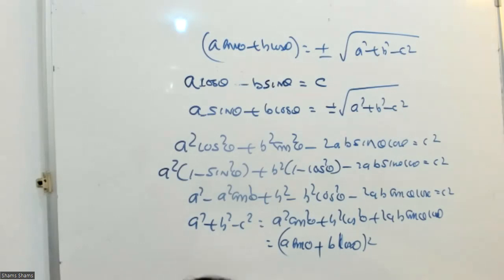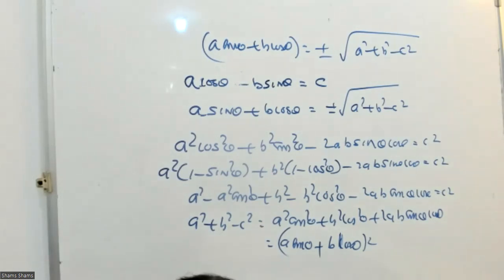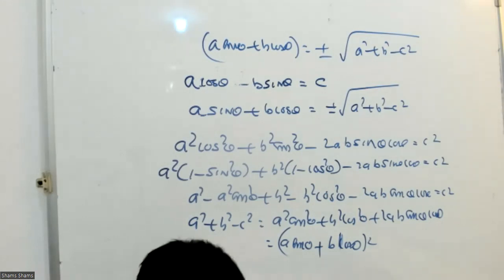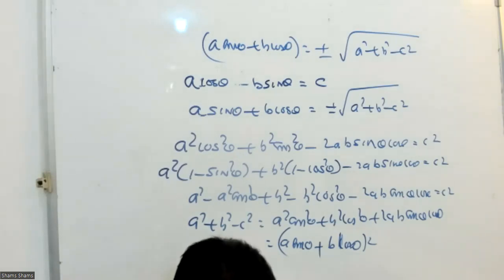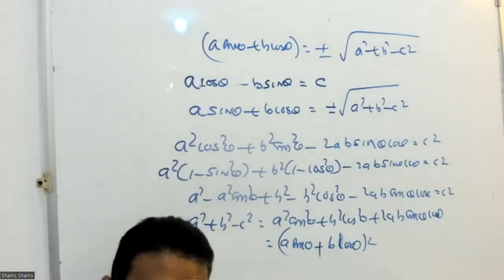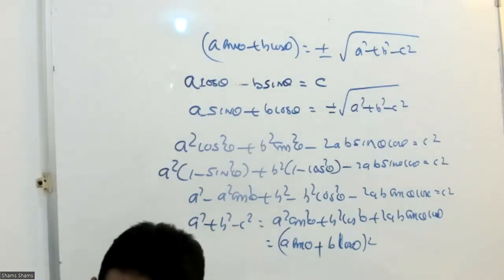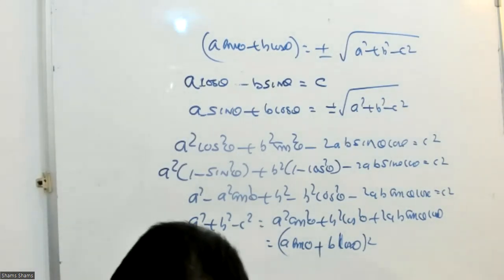If 3 sine theta plus 5 cos theta equal to 5, prove that 5 sine theta minus 3 cos theta equal to plus or minus 3. Same type: squaring on both sides, change it, take it to the other side, you will get it. Okay, try now. Sir, equal to plus or minus? Plus or minus 3.